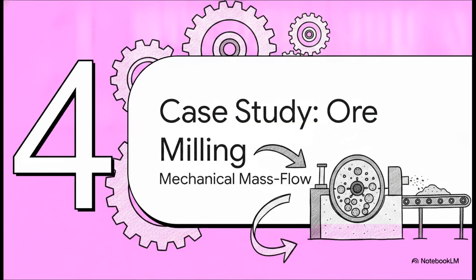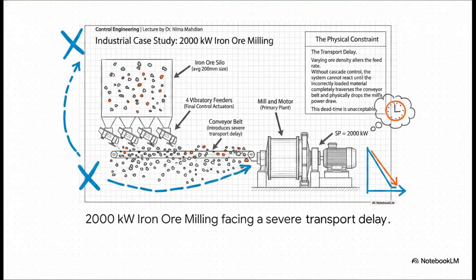Section 4. Let's look at a case study, ore milling, and solving mechanical mass flow. Imagine an industrial setting, a massive 2,000 kilowatt iron ore milling plant. The physical constraint here is tough. We've got vibratory feeders dropping raw ore onto a long conveyor belt that feeds the primary mill. The problem? Varying ore density unpredictably alters the actual mass hitting the belt.